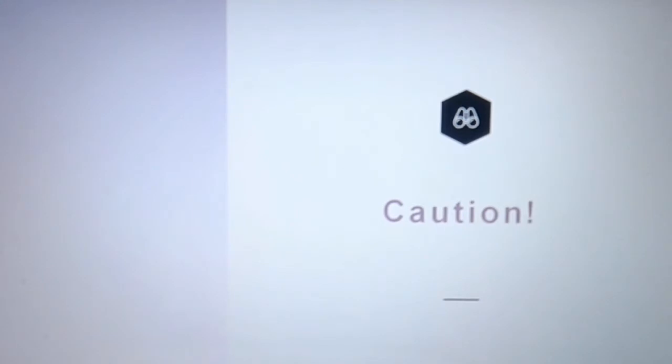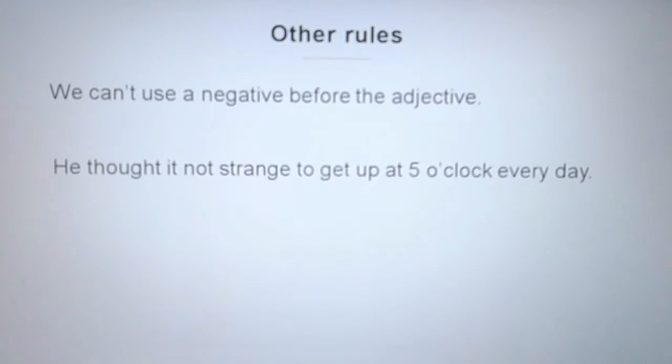Cautions. So you may use preparatory it as object. However, we cannot use a negative before the adjective if you want to use preparatory it. So take a look at this sentence. He thought it not strange to get up at 5 o'clock every day. So if you can see, after preparatory it, there is a negative not. And it is not allowed.